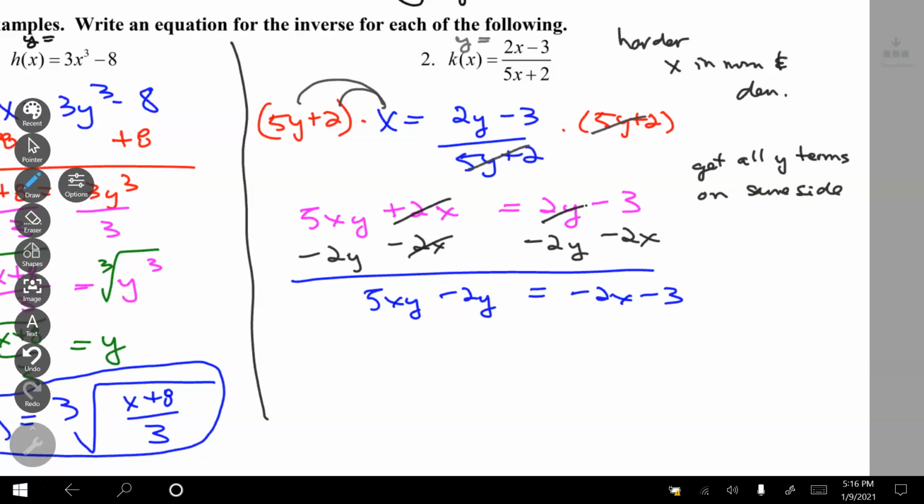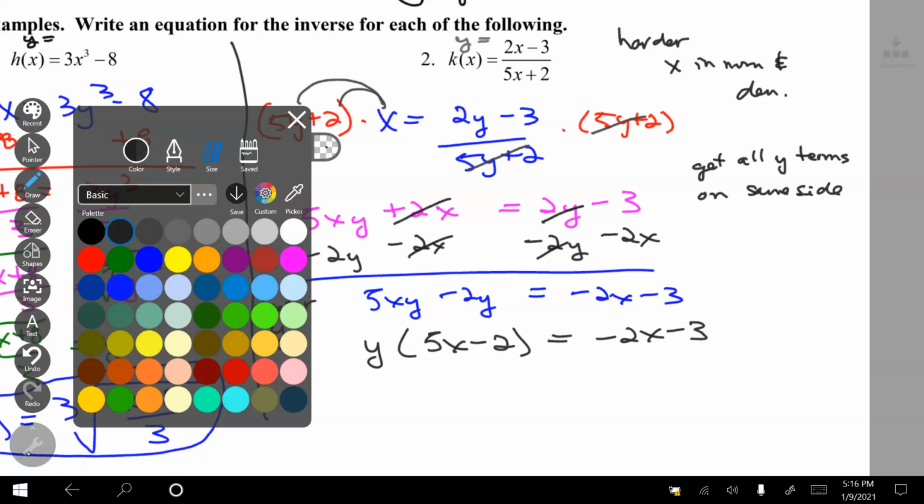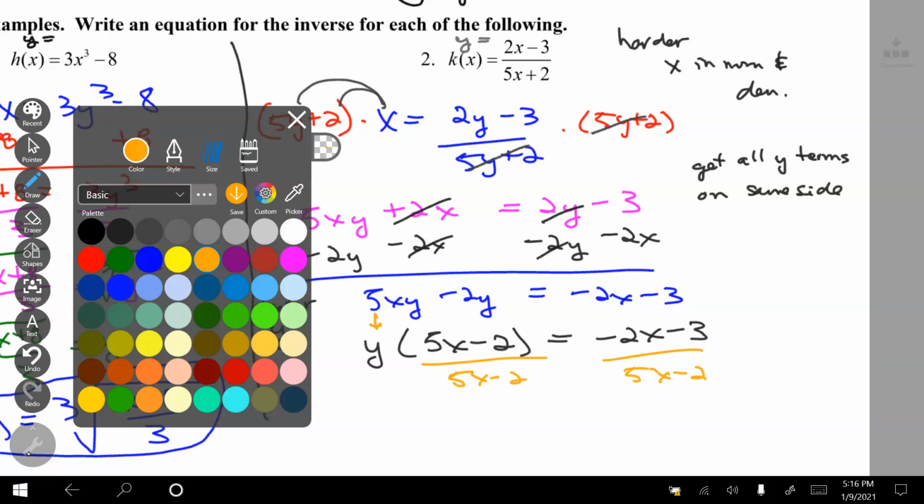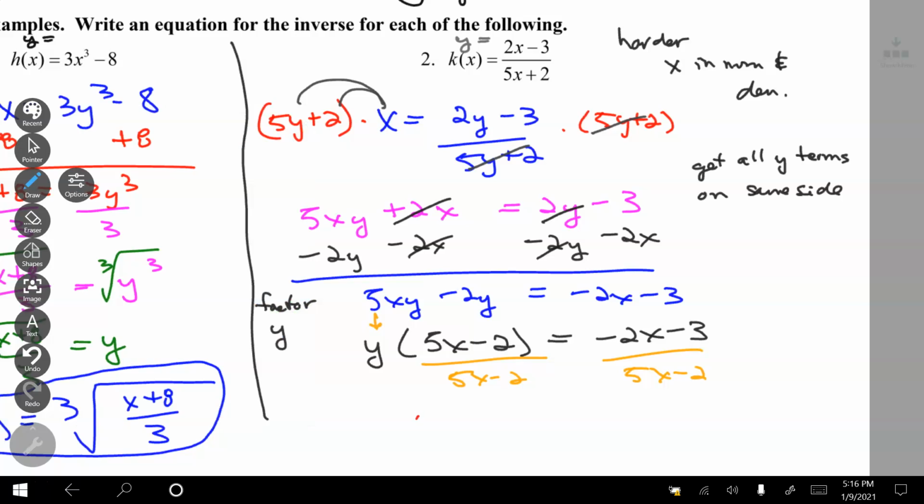Cancel, cancel, cancel, cancel. Okay, now I have both y terms together on the same side, so I could factor out a y. Y, 5x minus 2. I call it the reverse distributive property, because now it's pretty easy to get this y by itself by dividing out what's in parentheses. And when I do this, I get y equals negative 2x minus 3 over 5x minus 2.